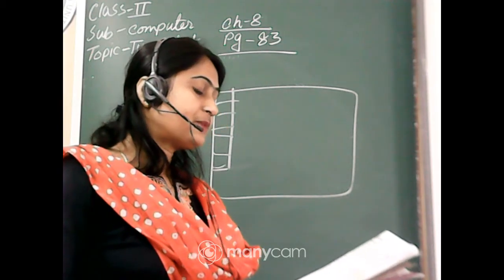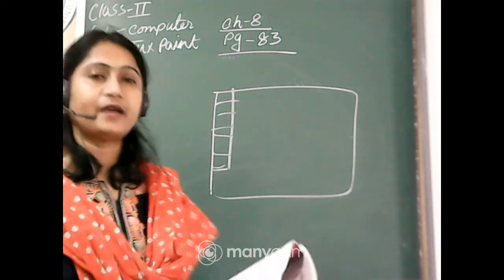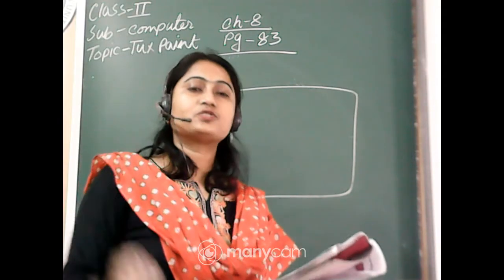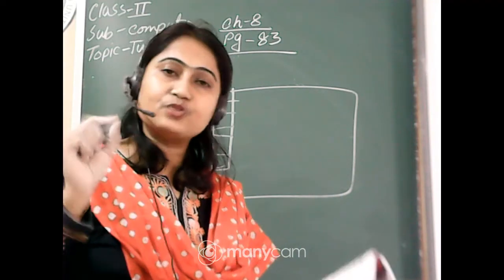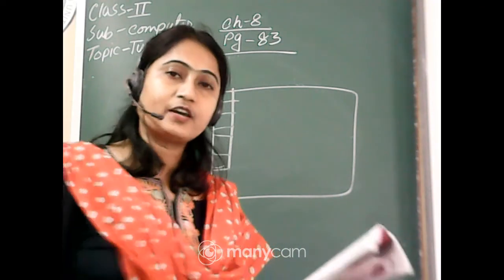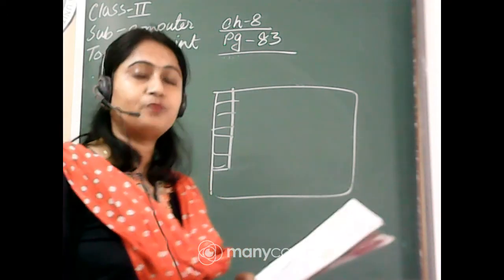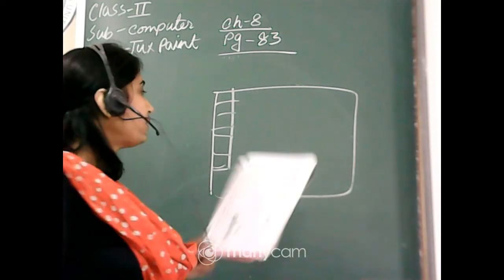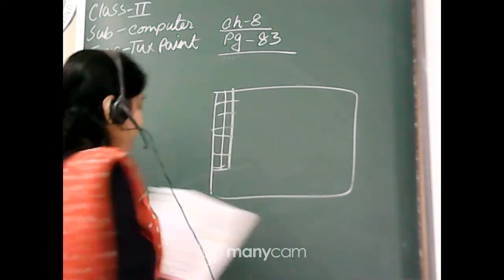TaskPaint allows us to save a file by just clicking on the save command, and the save command is also at the top of the screen, in the quick access toolbar. Using the save command you can save your drawing, or click on the save tool from the toolbox.